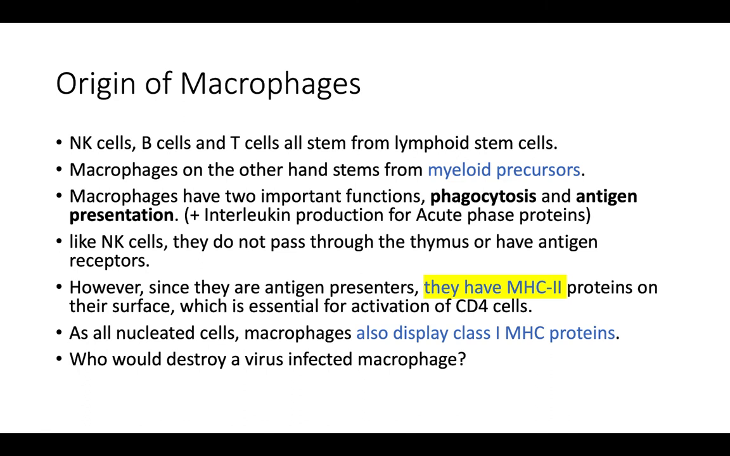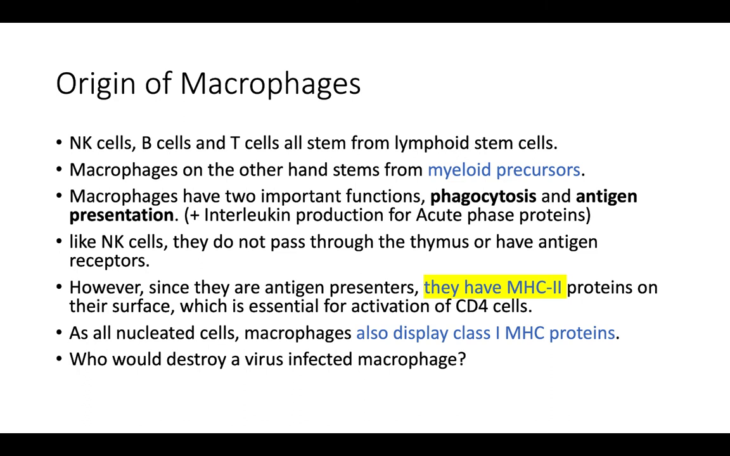The macrophages. We talked about NK cells, B cells, and T cells. They all come from the lymphoid precursors. Macrophages come from myeloid precursors. They are not lymphocytes. Macrophages have two important functions. We know they are APCs and they are phagocytes. Again, a command, they produce interleukins to warn the body in the presence of microorganisms and foreign cells, and they start the acute phase protein process.